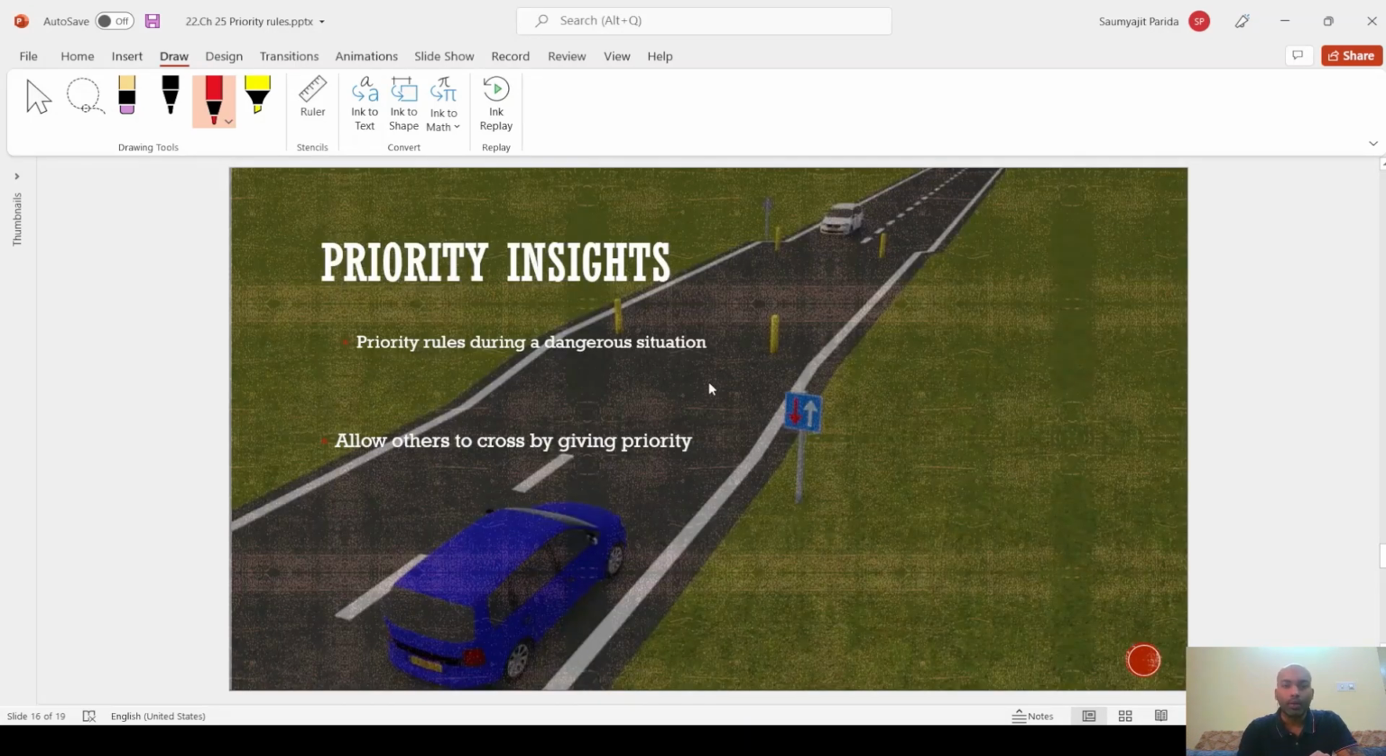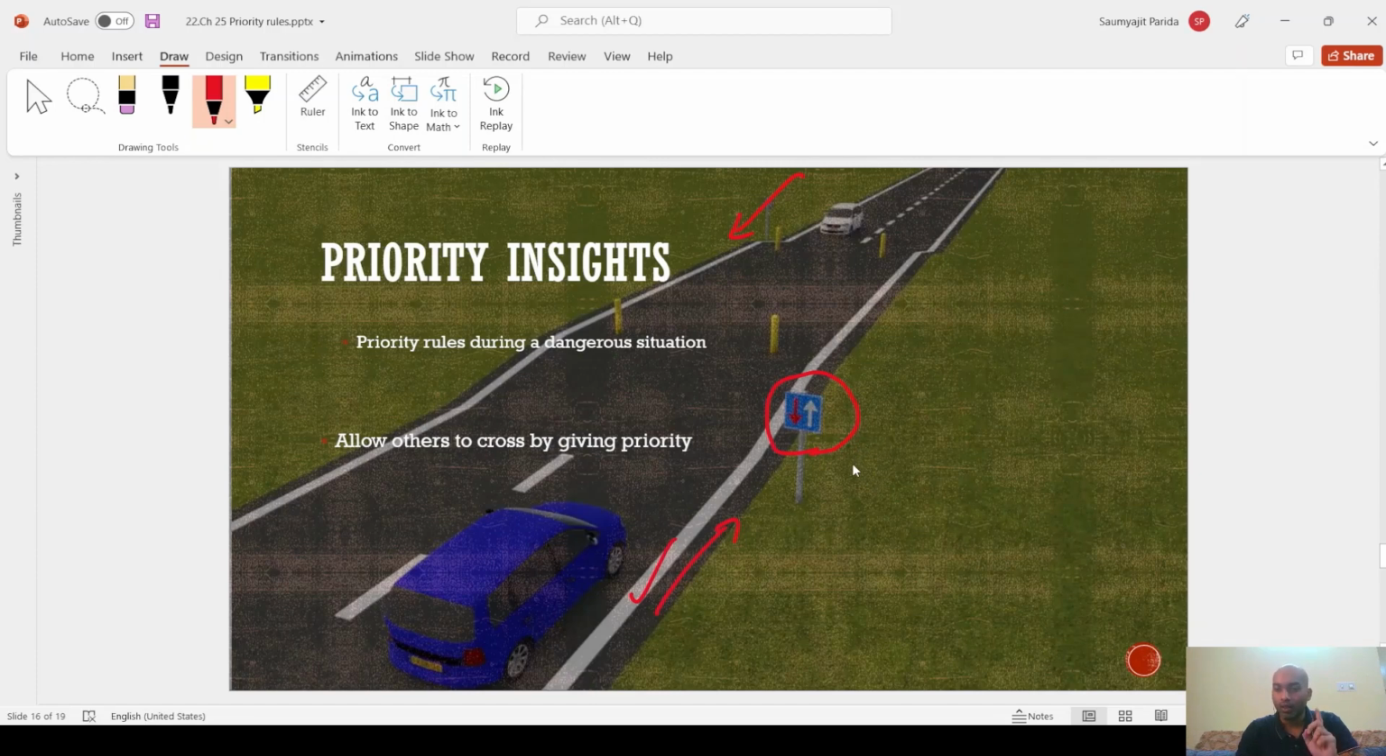Okay, priority rules during a dangerous situation. For example, here the width of the road is less and vehicles are approaching from both directions. Then what should one do? One has to see what signpost is available, and here the signpost says that the approaching vehicle from the right-hand side, from this direction, has priority over the vehicle from this direction. So this vehicle will go first, then the next vehicle.